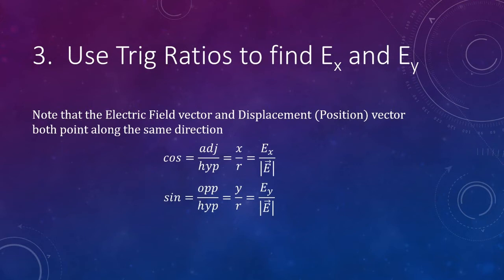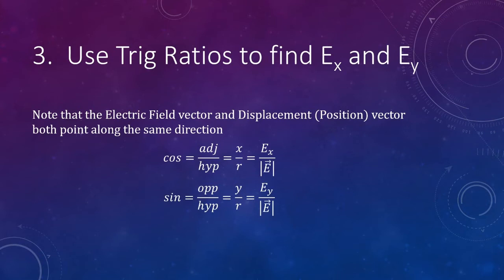So the cosine, which is always defined as the adjacent side over the hypotenuse, is going to equal the x distance over the overall distance r, and you have the same ratio going on for the x component of the field over the magnitude of the field. Now this isn't to say that x equals E_x and r is equal to E, it's that the ratios are the same. Likewise, sine is always equal to the opposite side over the hypotenuse, and that will equal the y distance over the overall distance r, and you have the same ratio for the y component of the field over the magnitude of the field.